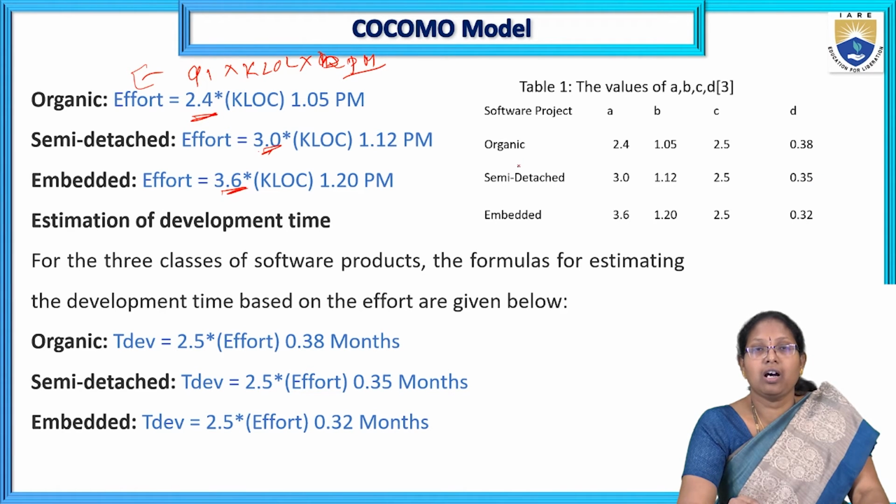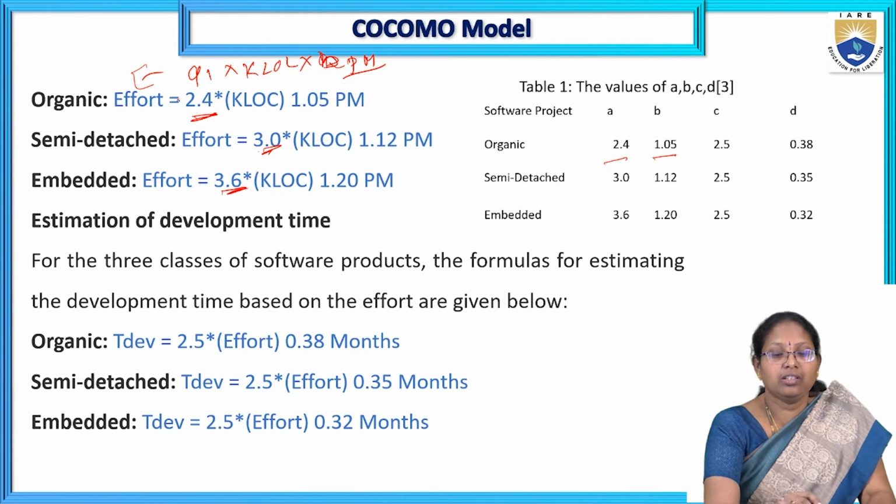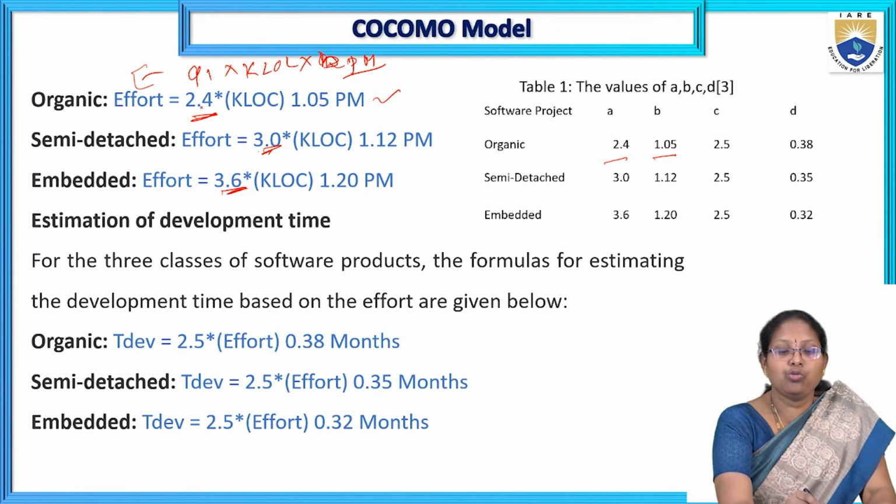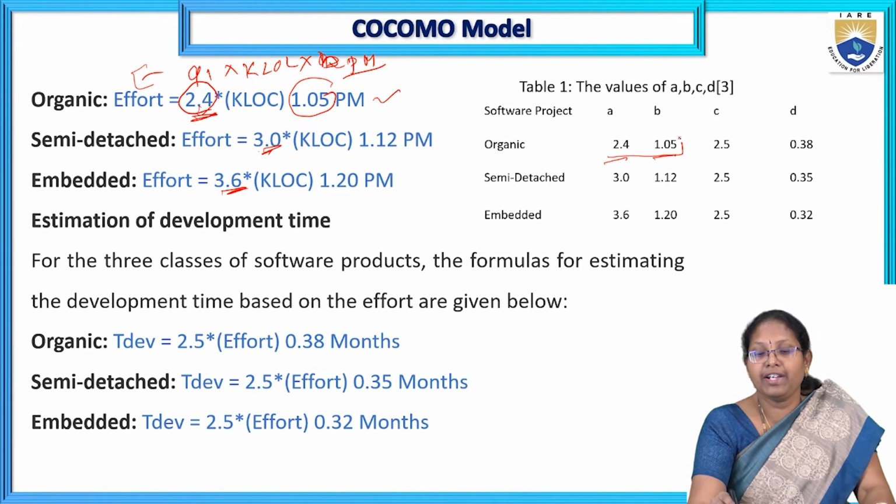Suppose for organic kind of projects we want to calculate the software cost. What is the cost estimation using the COCOMO model? Here the A value is 2.4, a constant, predefined value. B value is 1.05. See here, this is organic: A into KLOC into B. Those are already predefined in the table by Boehm.